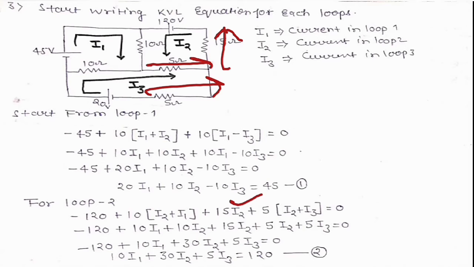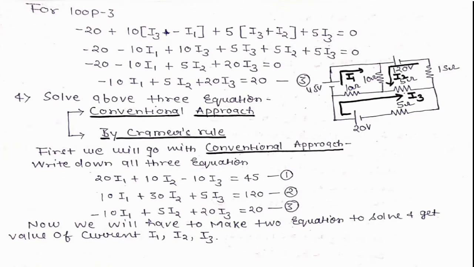Here you see, after solving this, you will get the second equation: 10 I1 plus 30 I2 plus 5 I3 equal to 120. Okay, so the third equation, the next one, is for loop number 3. Here you see, this is loop number 3.